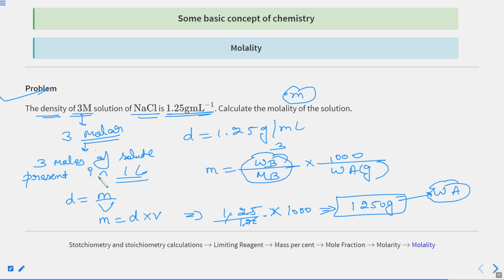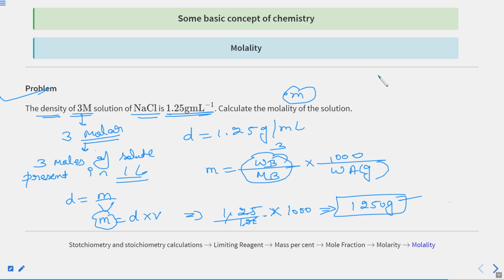So 3 moles of solute are present in 1 liter, and density is mass by volume. First of all, calculate the mass of solution. Mass of solution is 1250 gram. So this is the mass of solution. It is not the mass of solvent. It is the mass of solution.